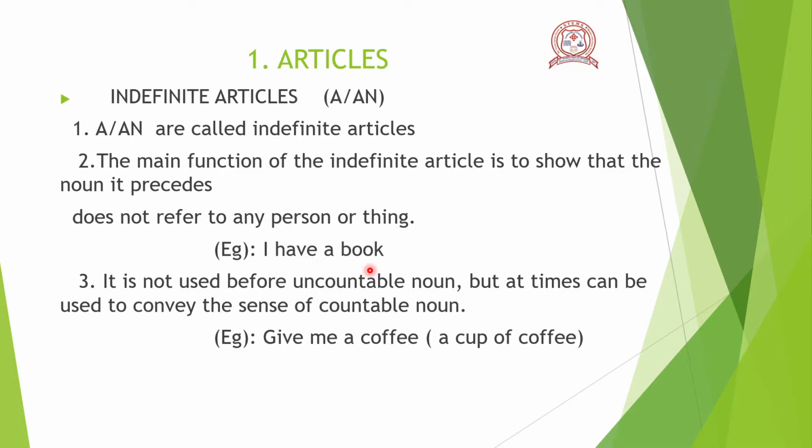I have a book here. It is not any particular book. It's just a book. The third point is it is not used before uncountable nouns. Remember, a or an is not used before uncountable nouns, but at times can be used to convey the sense of a countable noun. Uncountable nouns are those nouns which cannot be counted. Example, give me a coffee means give me a cup of coffee.